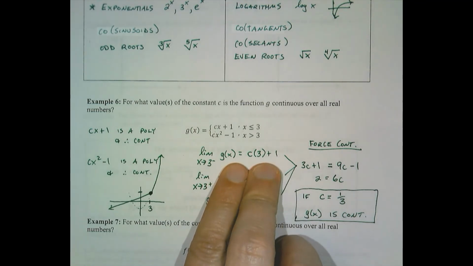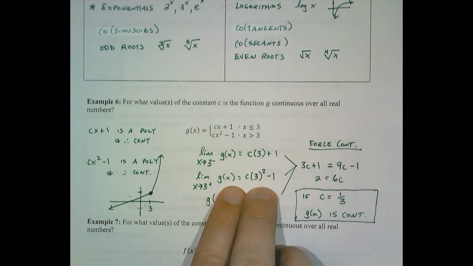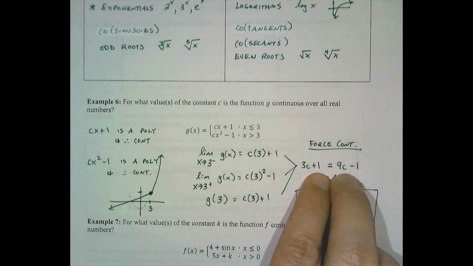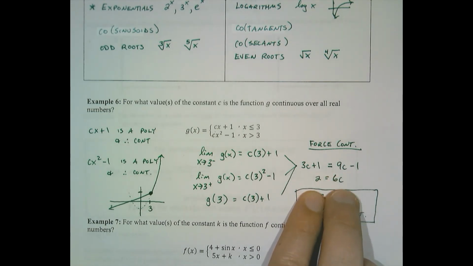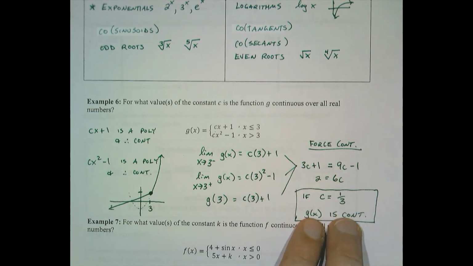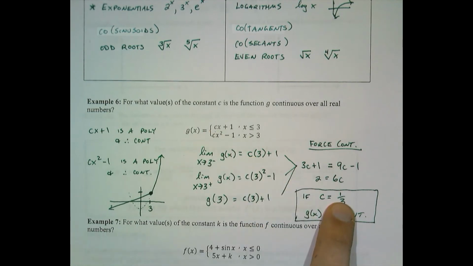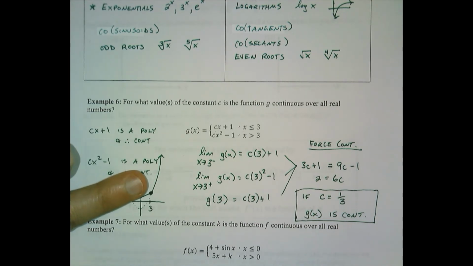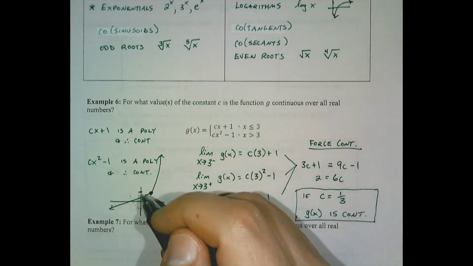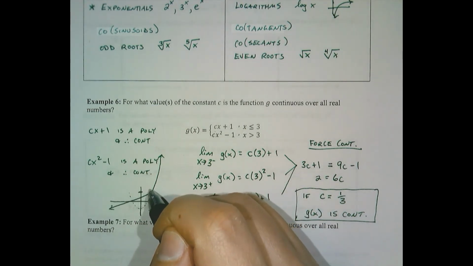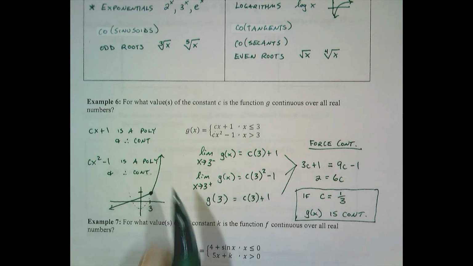If I let the limit from the left equal the limit from the right, I am forcing continuity, and so I set those two equations equal to each other and I solve for c, and in the case of c equals 1/3, we would have a continuous function. Every other value of c would cause a discontinuous function. Essentially it would adjust the steepness of this line or move the quadratic in some way, so that they no longer meet up.